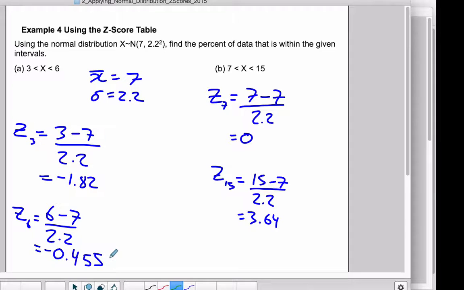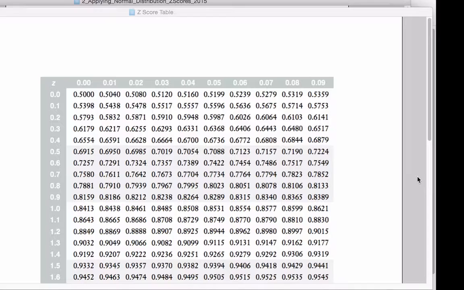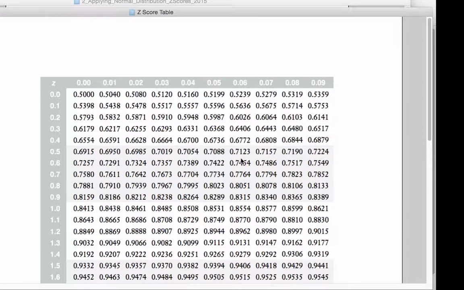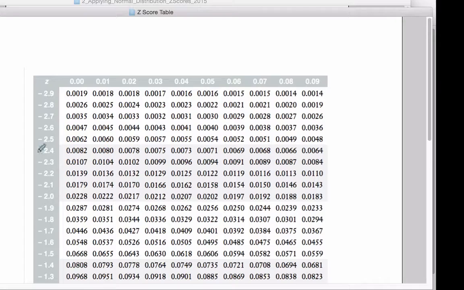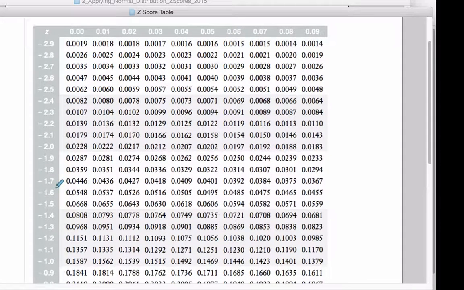0.455. So going to our z-score table, the first one was negative 1.82. So go up to the negative 1.8, and then we go across to 2. And so here, it's approximately equal to the 3.4 percentile.